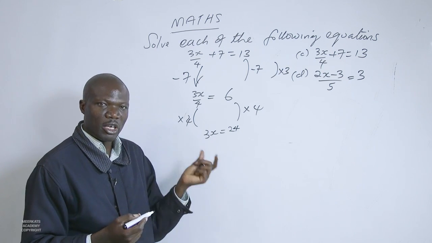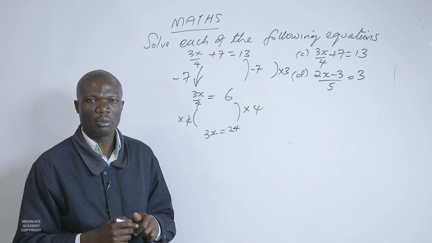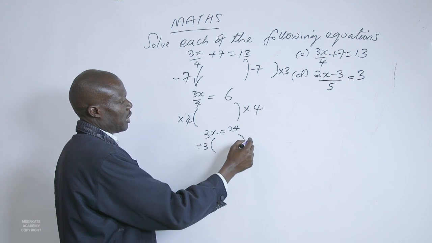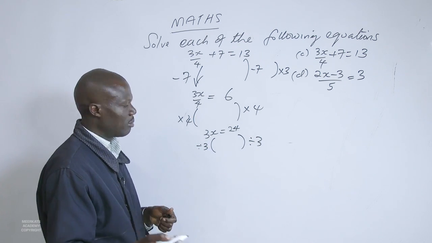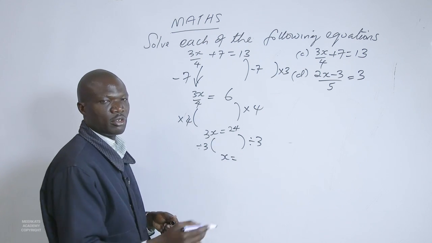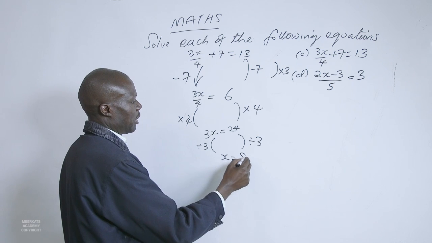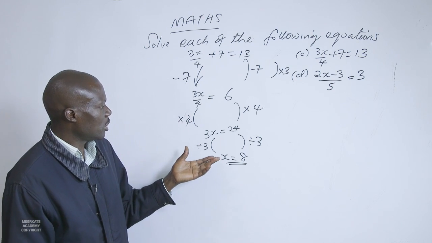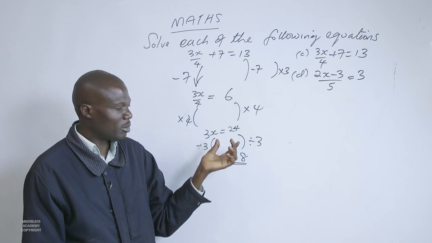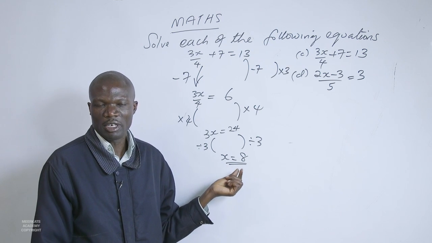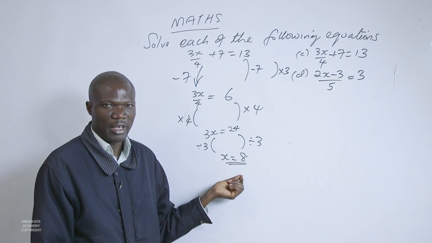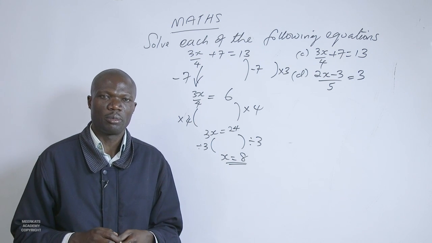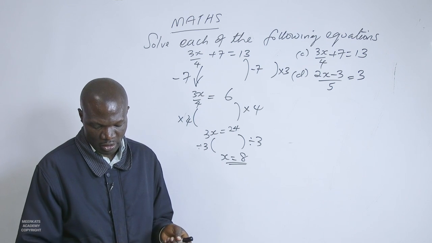We need to remain with the single pronumeral, which is x, so we divide by 3 on both sides. 3x divided by 3 is x, and 24 divided by 3 is 8. So having worked out this problem, the value of x is 8, which can always be checked against your question.